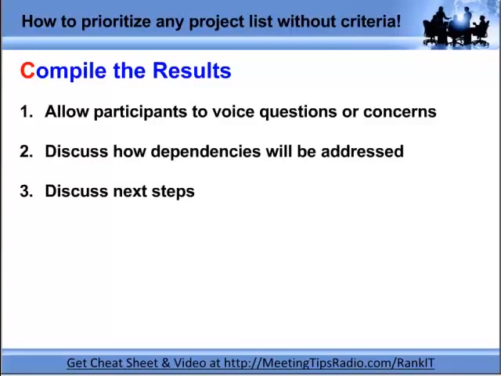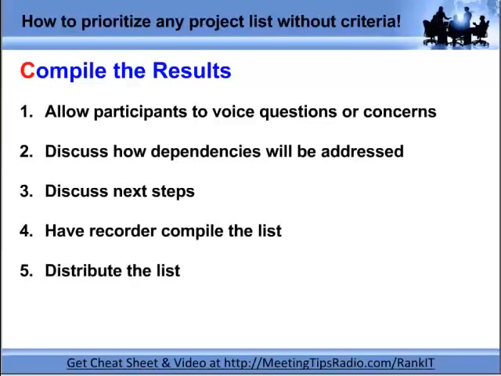And then we're going to discuss next steps. What's going to be done with this list? Who's going to get to see it? What does it mean to our organization? How are resources going to be allocated? Is there any further vetting that needs to happen? All of those things. We're going to compile the list.